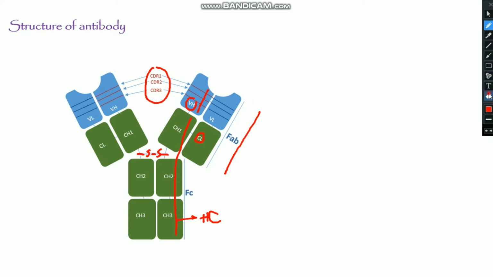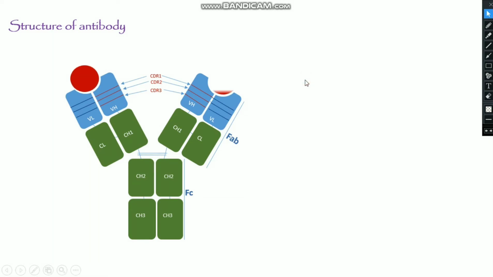Alright, so next is the antigen. This special kind of antigen made this special kind of antibody against it. So this antibody is very specific to this particular antigen, but not any other kind of antigen.